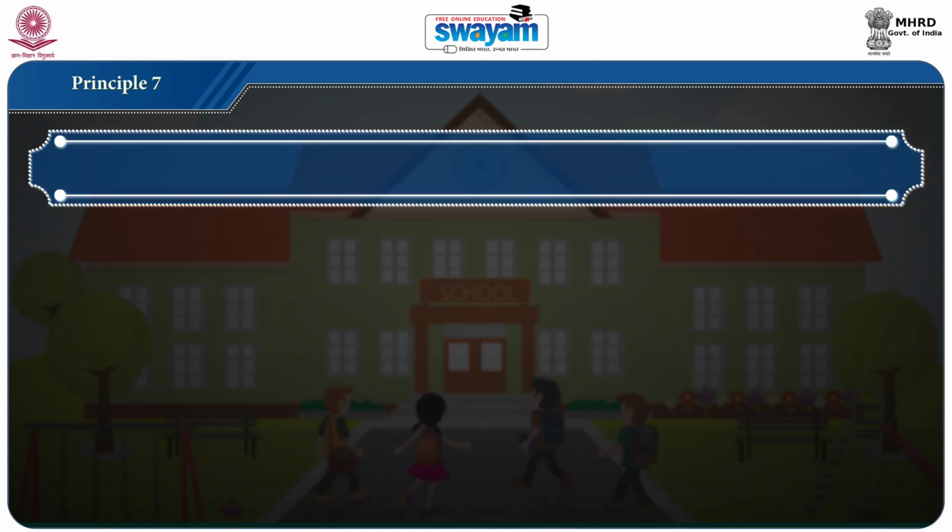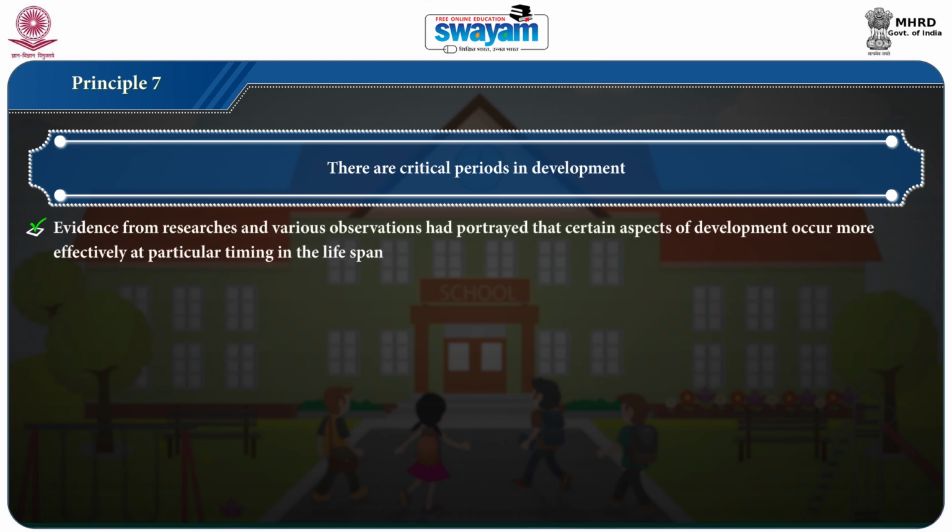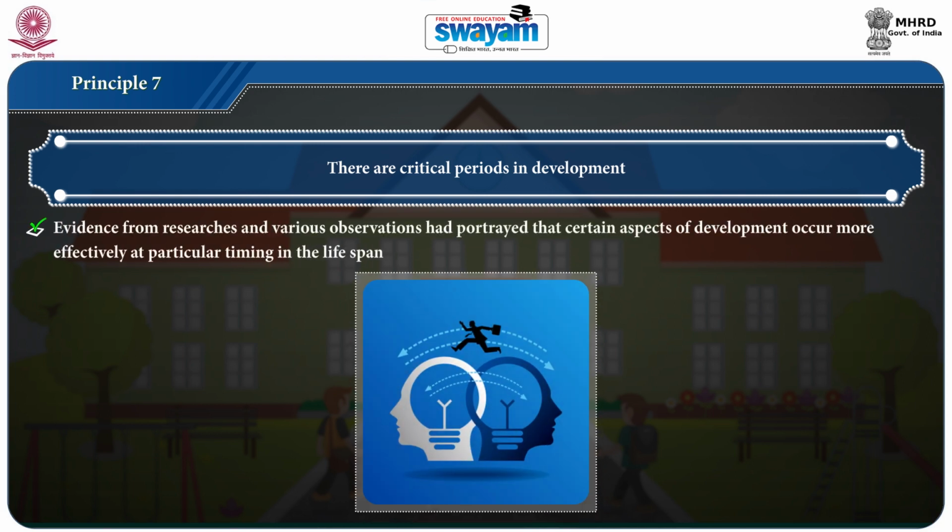Principle 7 is that there are critical periods in development. Evidences from researchers and various observations have portrayed that certain aspects of development occur more effectively at a particular timing in the lifespan.